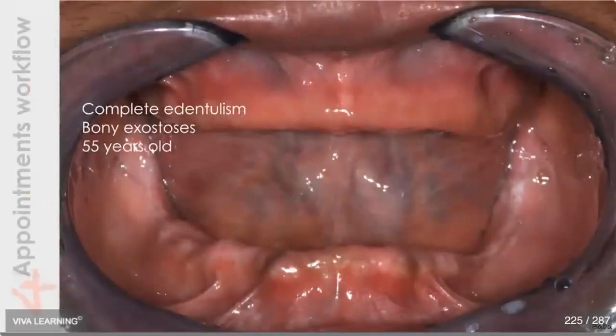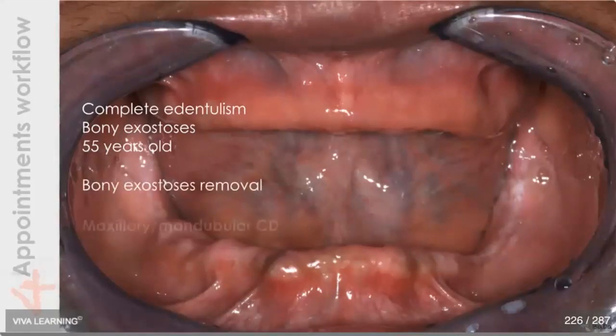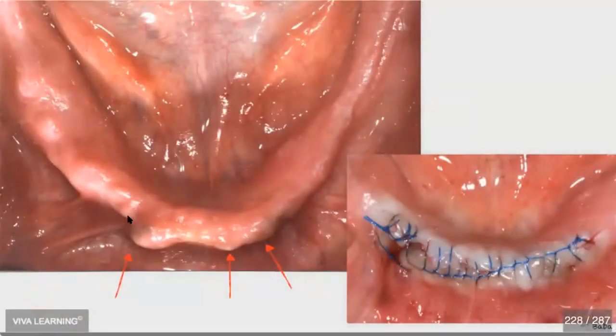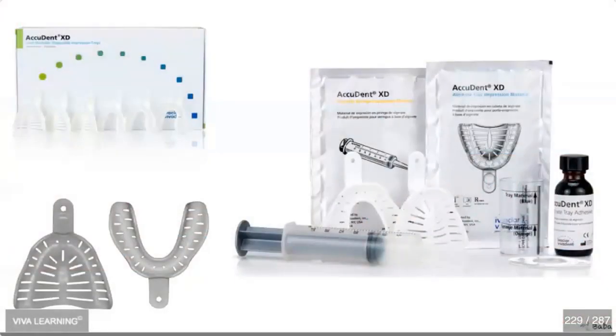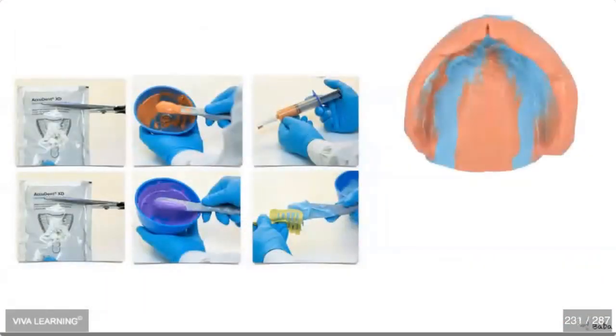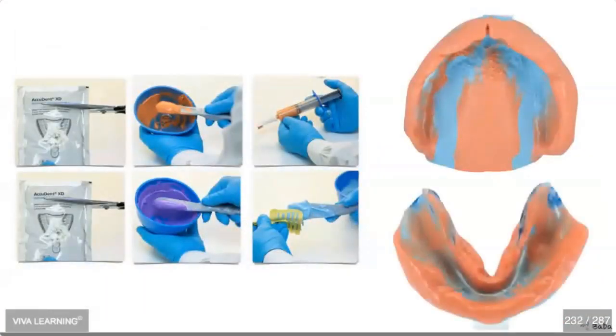For this lady, for example, 55 years old, completely edentulous, she has some bony exostosis. If you can see them here, we decided to get these removed and make a maxillary and mandibular CD. Now, this is preoperative. So I raised the flap, filed the bone, and sutured. Once she healed, I got the disposable impression trays, mixed the alginate, and made a maxillary alginate and a mandibular alginate. And you notice I tried to acquire as much of the anatomy as possible, both in the maxilla and the mandible.